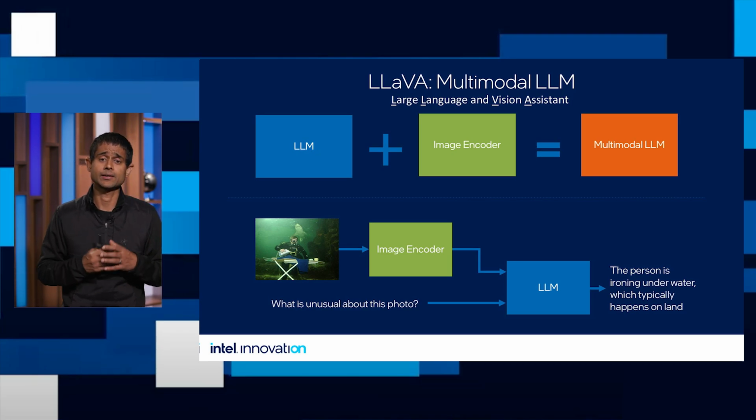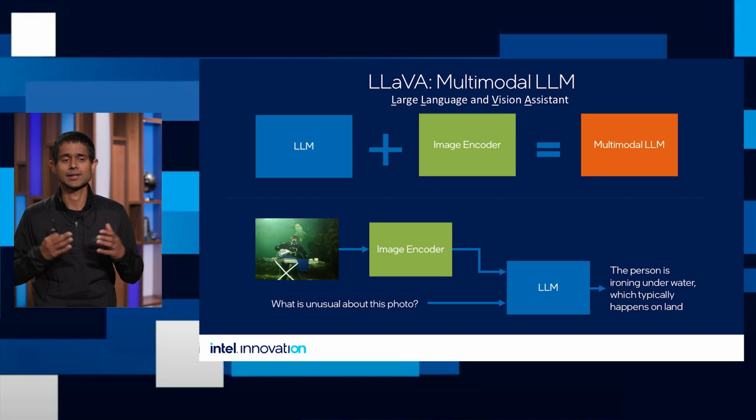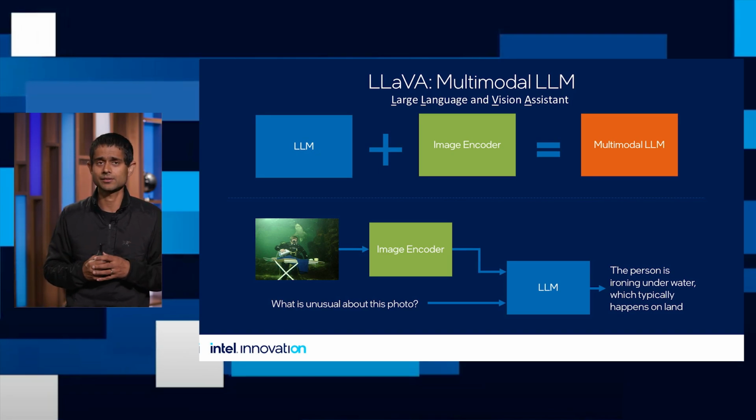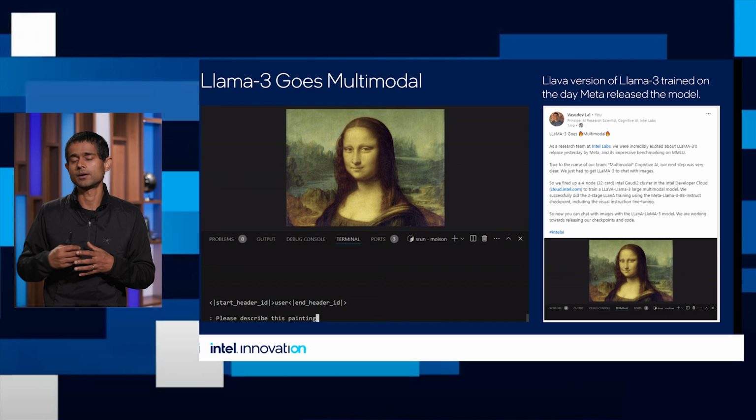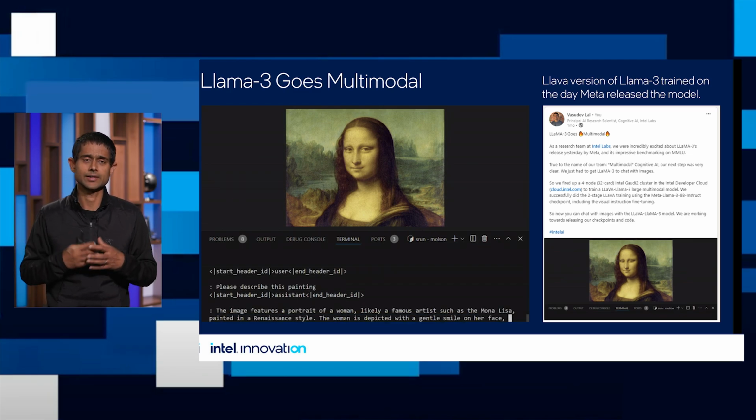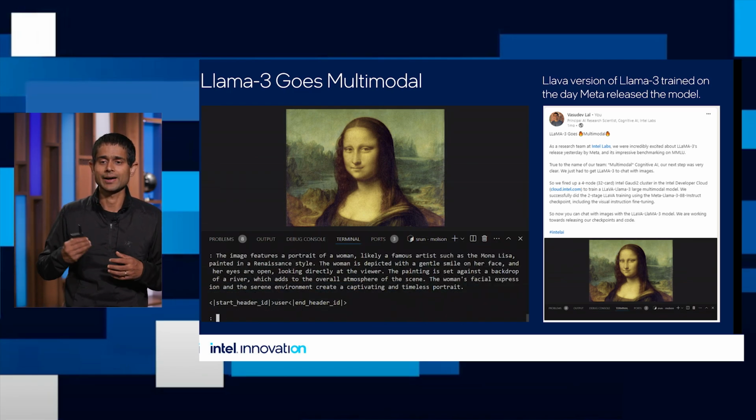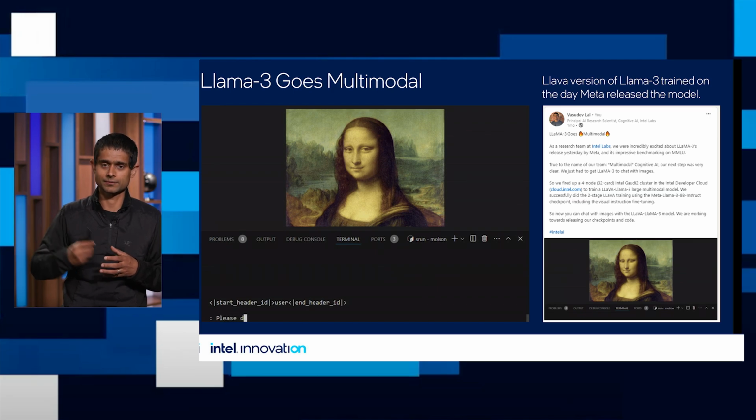So we have been training a class of multimodal LLMs that are known as the LLaVA architecture, where an image encoder is connected to an LLM. One example of one such model is a multimodal version of Llama 3. In fact, on the very day that Meta released their Llama 3 model, our team fired up a 4-node Gaudi 2 cluster in the Intel Tiber AI Cloud, and we trained a multimodal version of Llama 3.